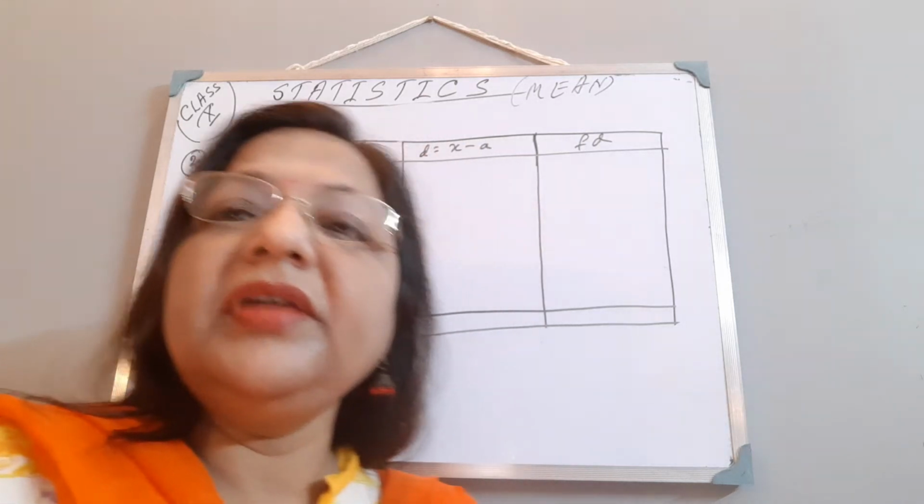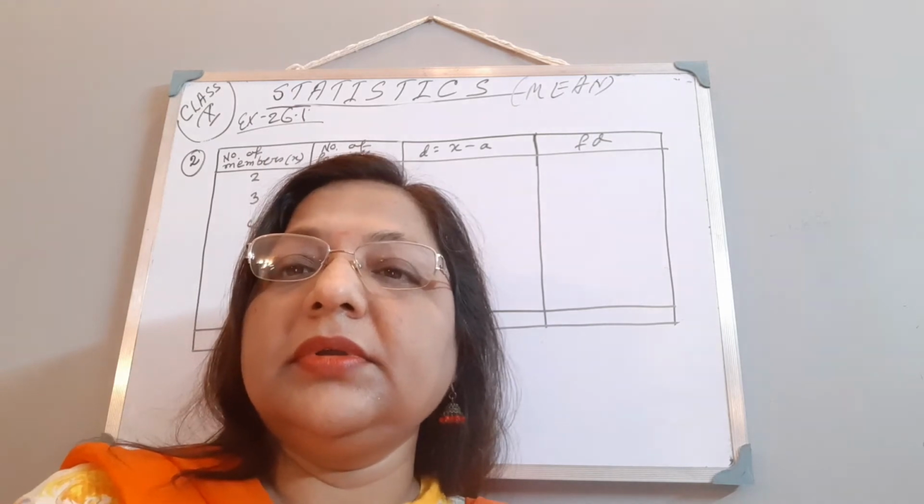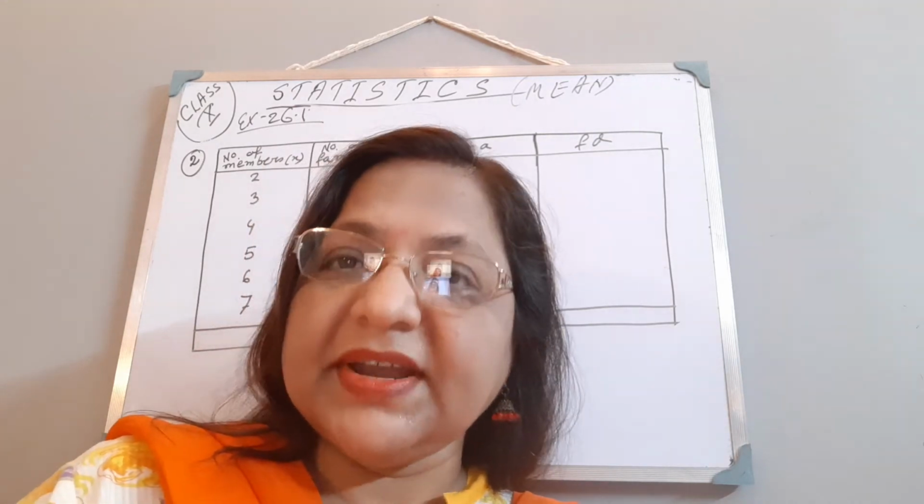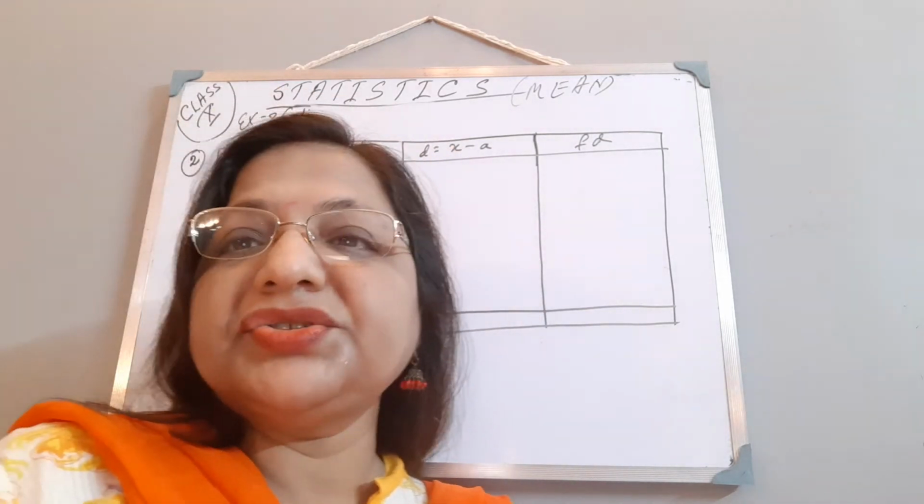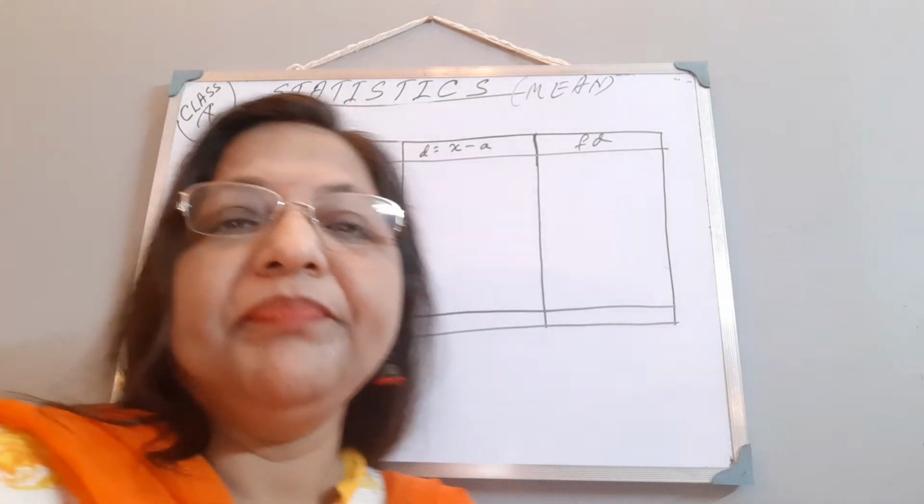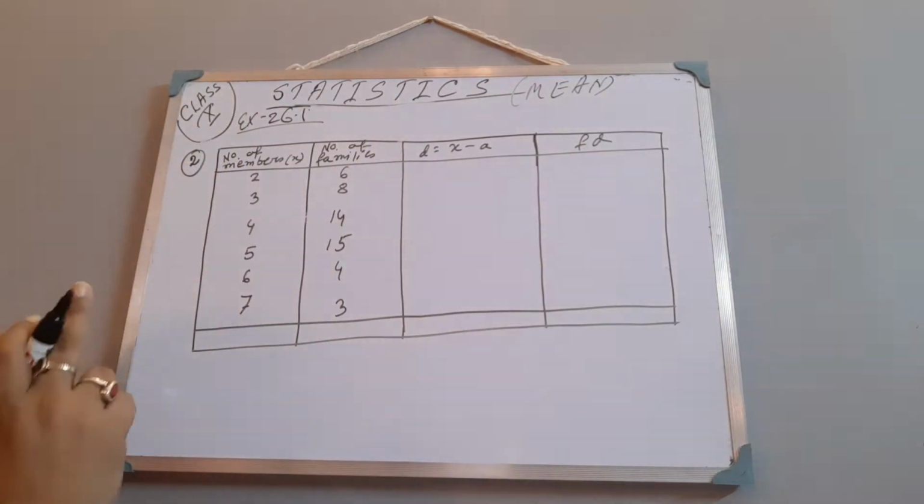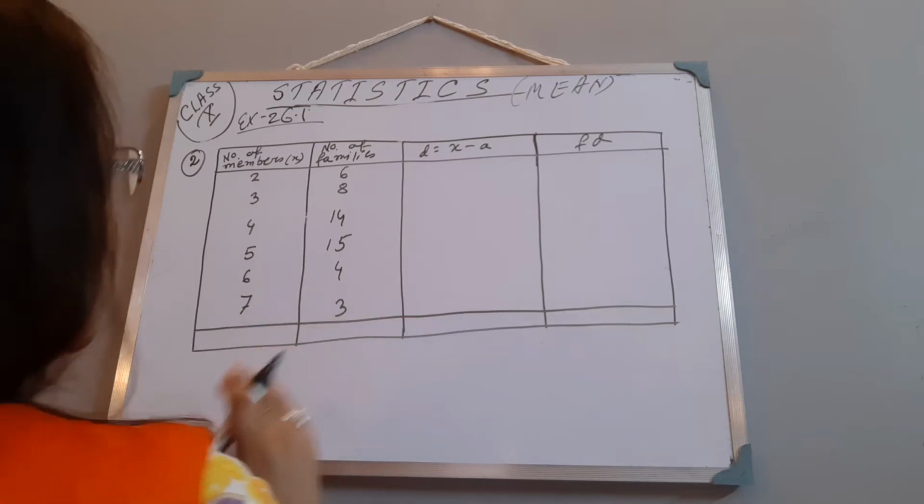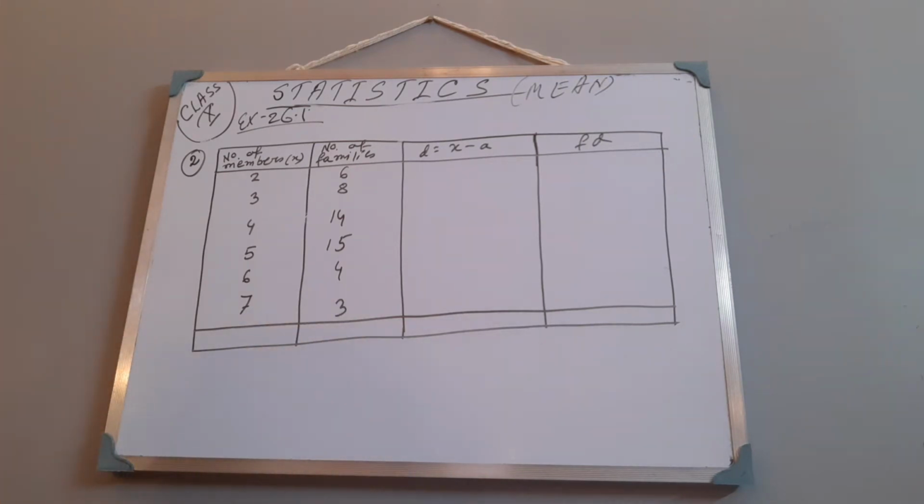Class 10. Already we have started exercise 26.1 for statistics. Our discussion point is mean. Sum number 1 was done in the previous video. Now, next, sum number 2. What is given to us? Find the average members of 50 families by the method of assumed mean.